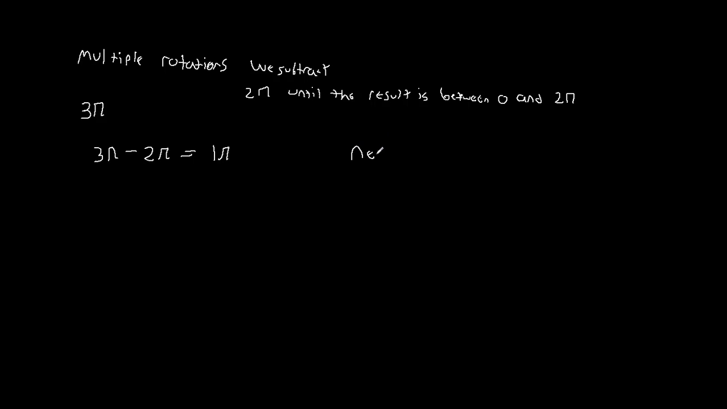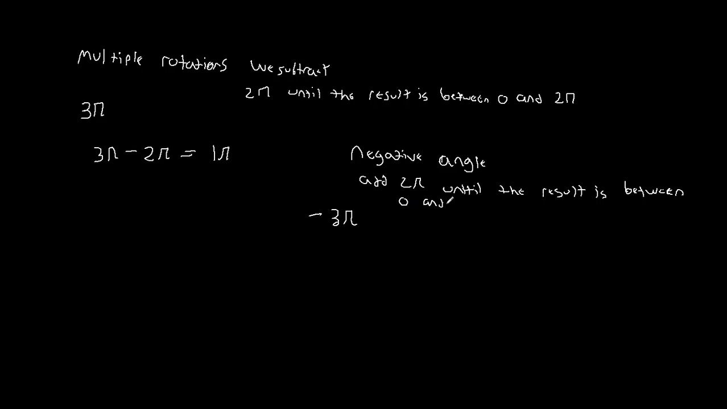What if it's negative? What if we have a negative angle? All right, what if we have negative 3 pi? Well, we do the same thing as we did before with degrees, right? We add the equivalent, which is 2 pi. So we add 2 pi until the result is between 0 and 2 pi.